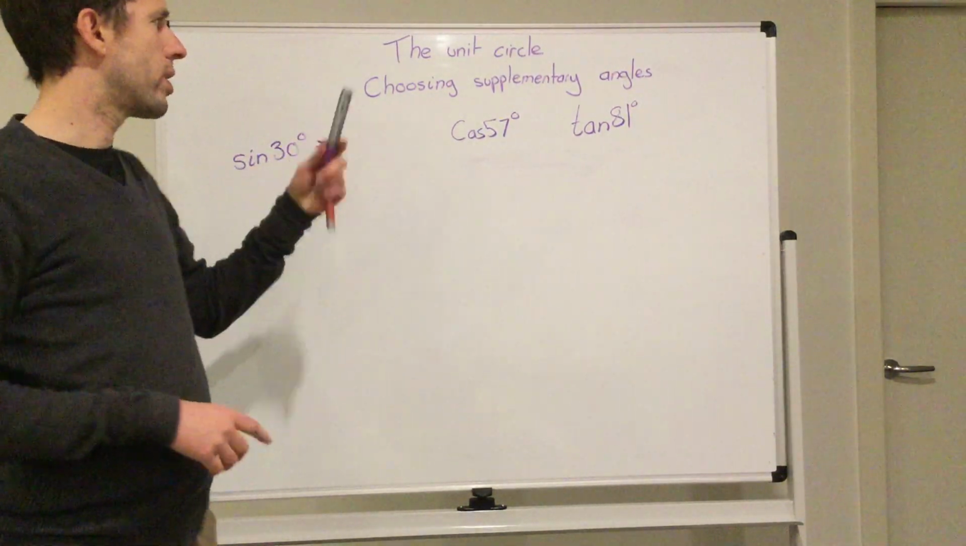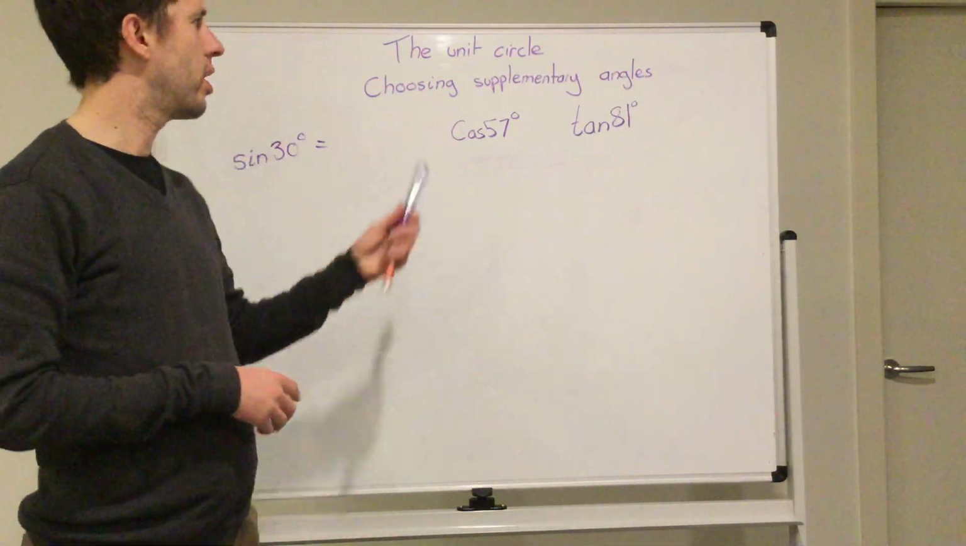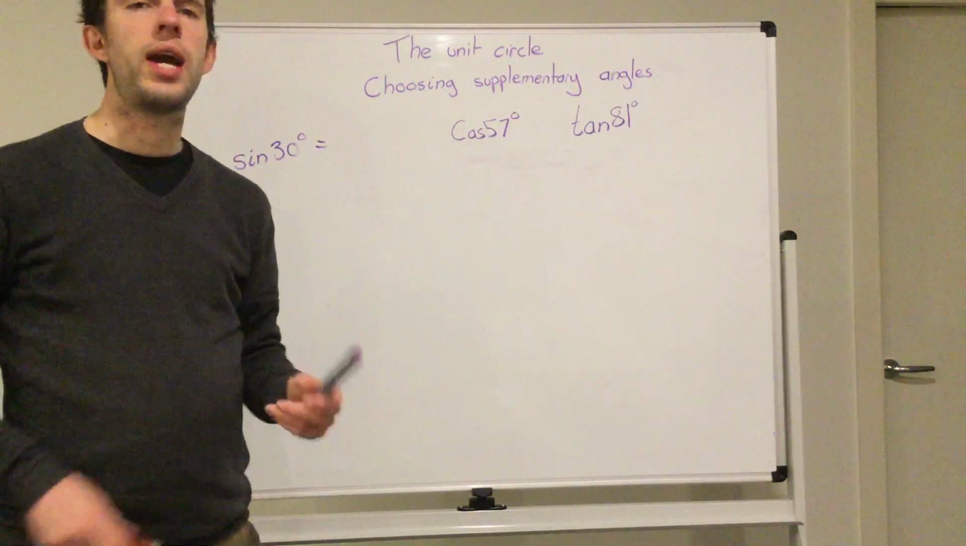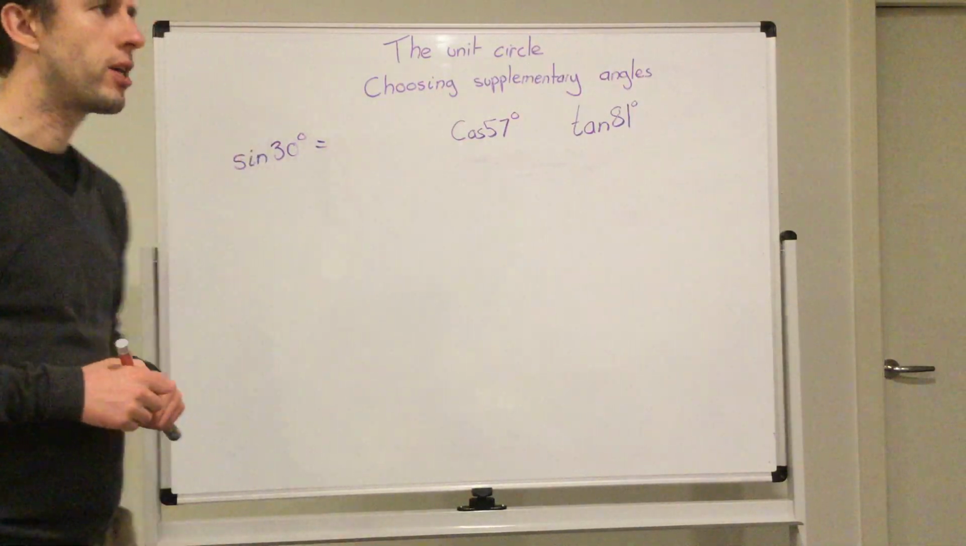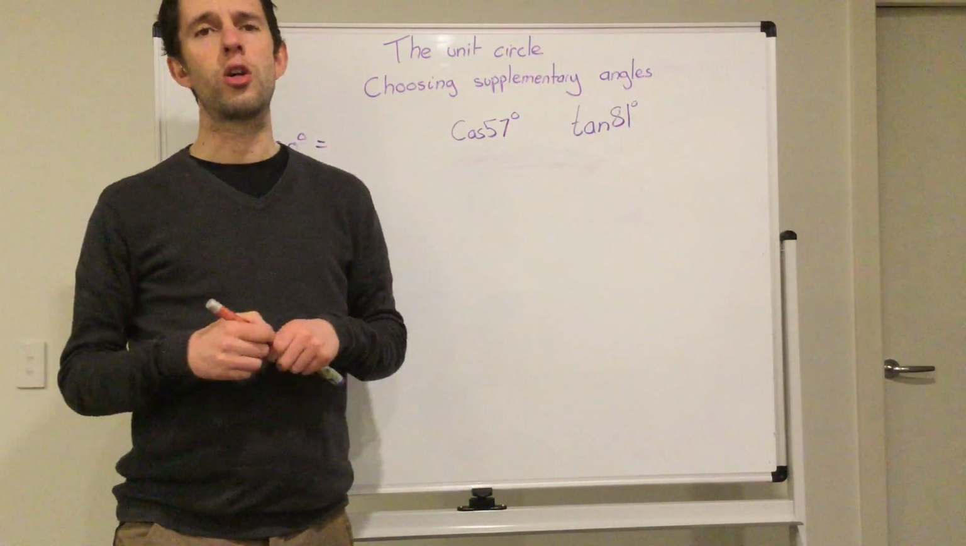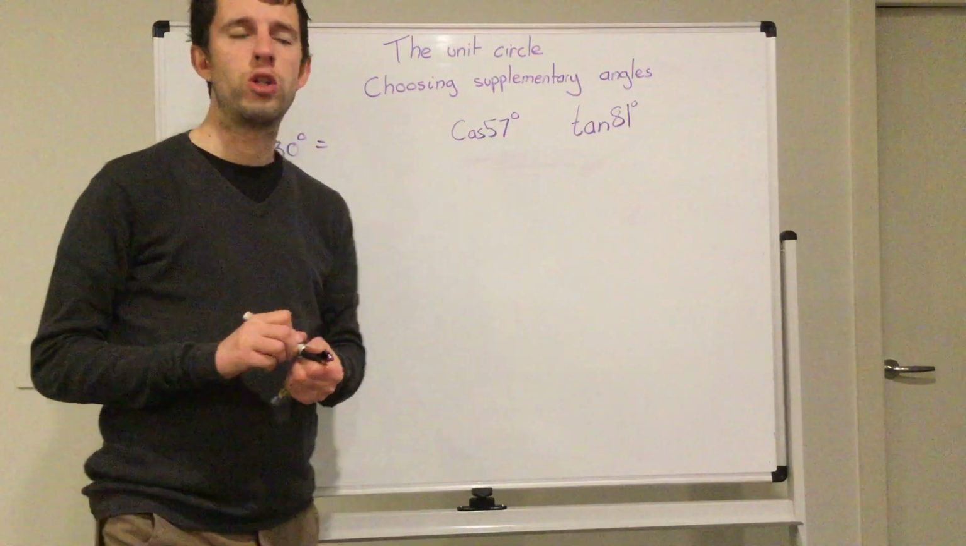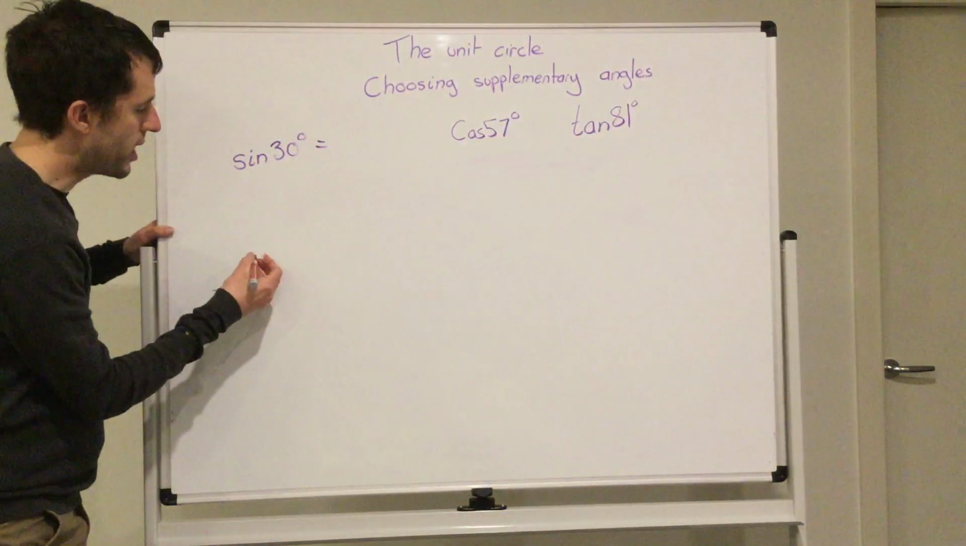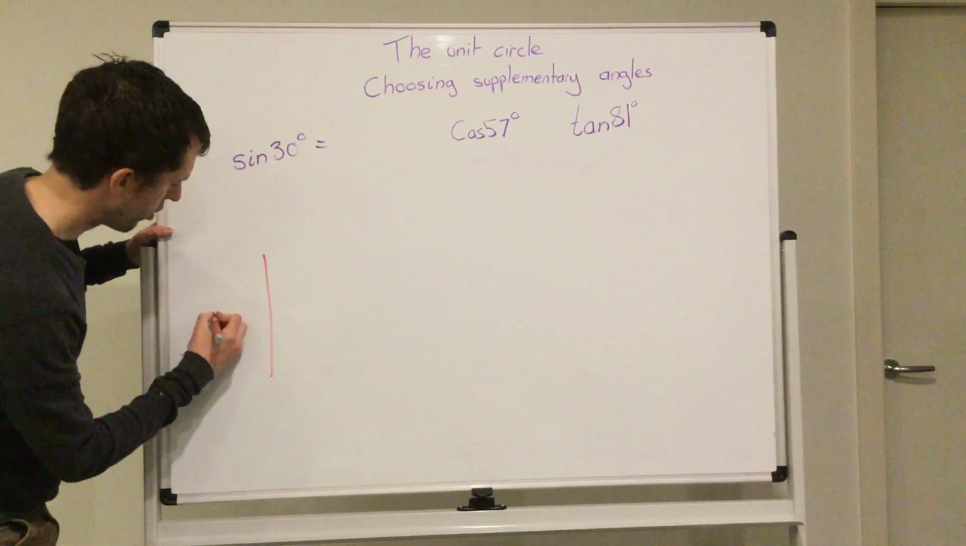So we are going to be looking at the unit circle and in particular looking at choosing supplementary angles. So the first thing I would like you to think about is a unit circle. When we do talk about a unit circle, we need to use quadrants. So that means we are going to draw up a quadrant.